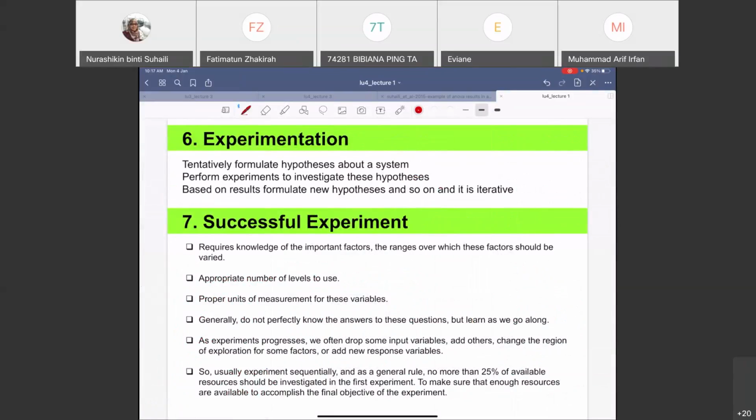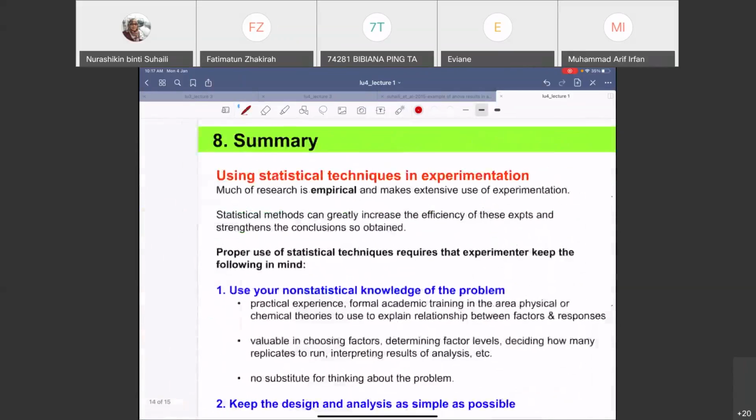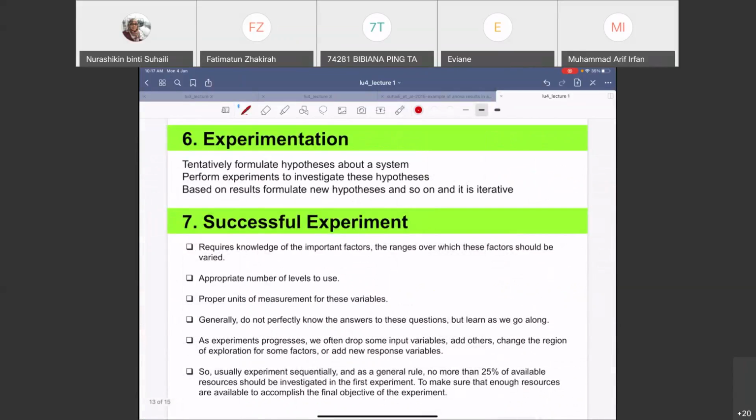Okay, so experimentation. Actually, the basic things come after this, after the conclusion and recommendation, but this is just additional stuff. So you must know your hypothesis, right? Okay, in any work, before you do the work, you must have the hypothesis. You must know your hypothesis.